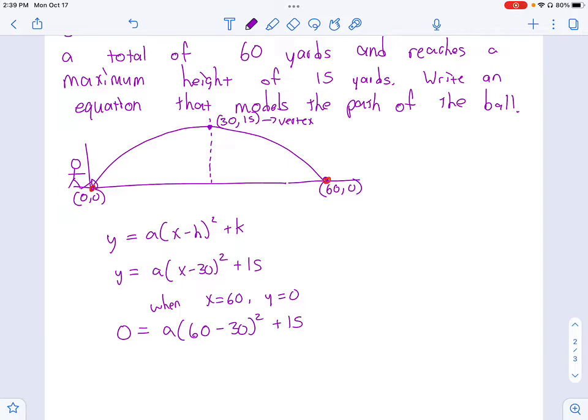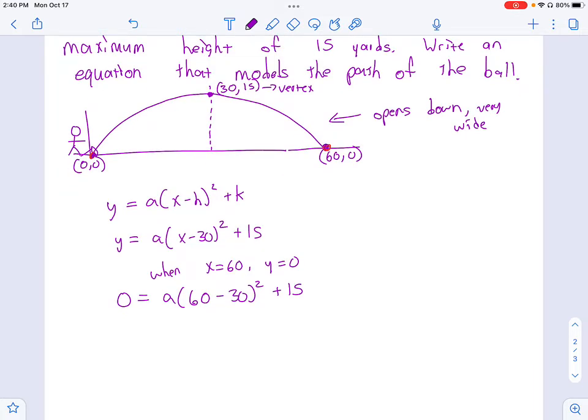And again, from my picture, I know that this opens down, so a has to be negative. And it's also a really wide parabola, right? Because it goes from 0 to 60, but only goes 15 units high. That's a very wide parabola. So I'm going to get a really small a value, a small negative a value.